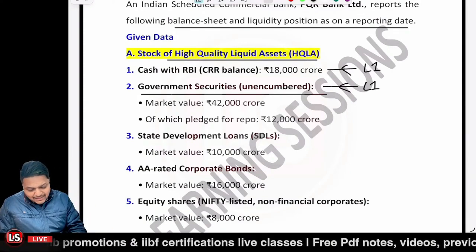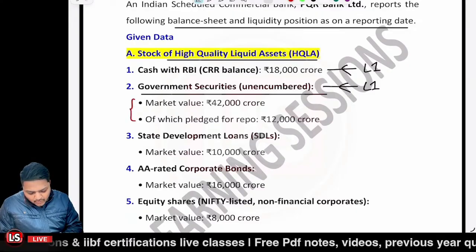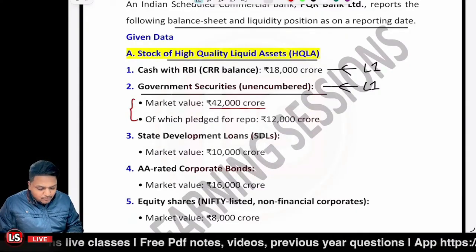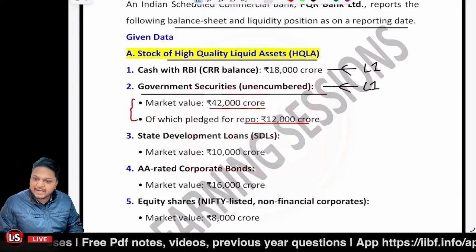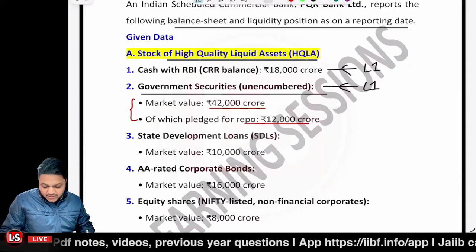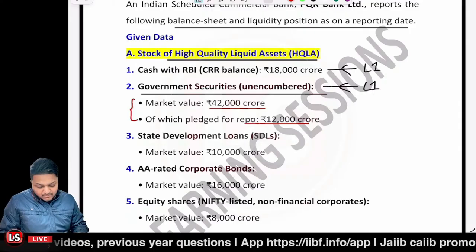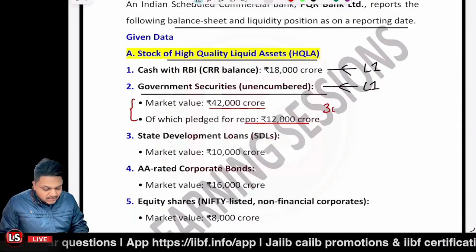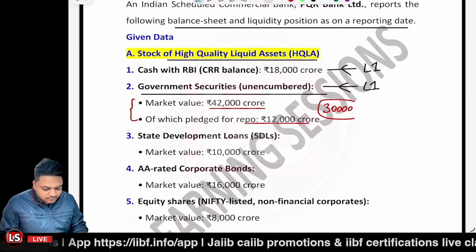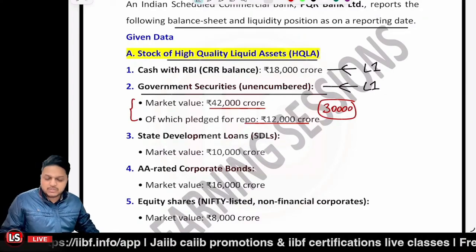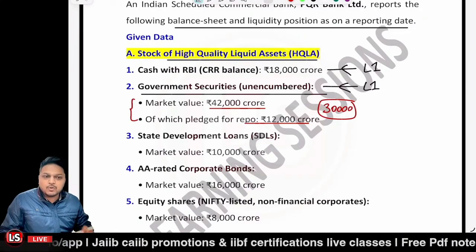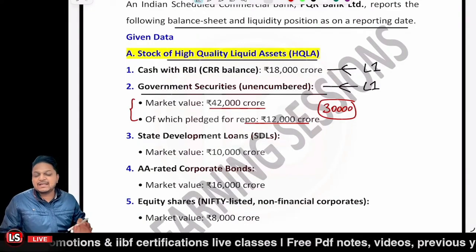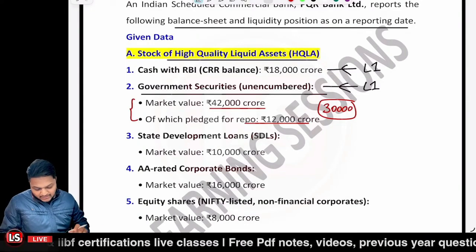So it is clearly given that the market value of these government securities is 42,000 crores, of which pledged for repo is 12,000 crore, right? So we will have the unencumbered government securities to be 42,000 crore minus 12,000 crore, that is 30,000 crores. So it is 30,000 crores which would be available under the HQLA level 1 assets. Is that clear? Right? So HQLA level 1 over here.